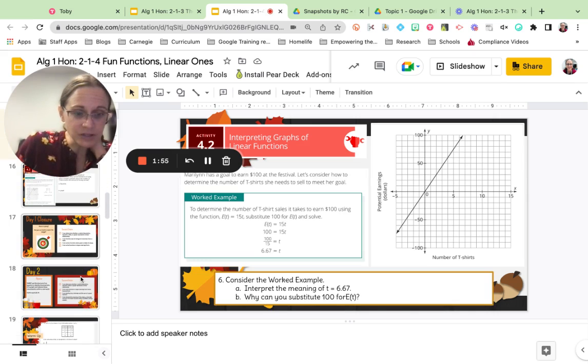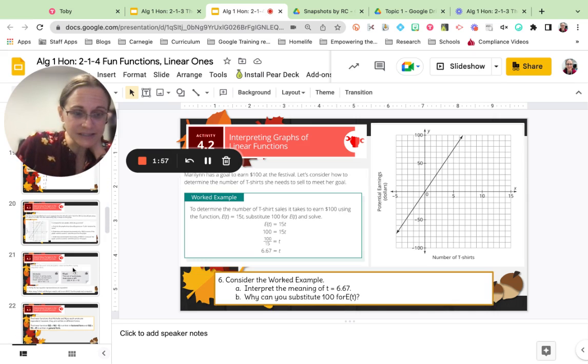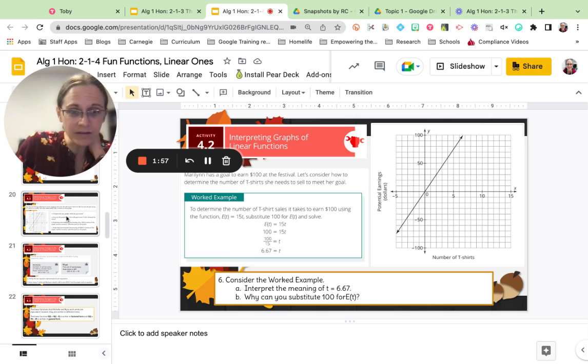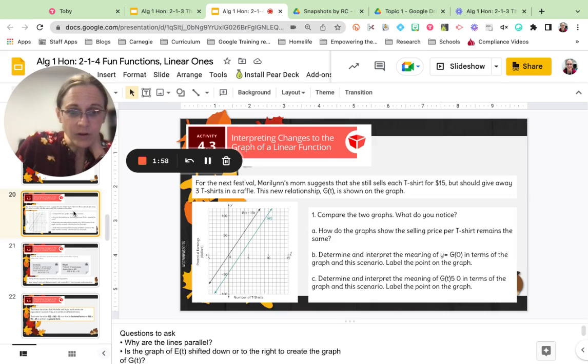As we move into day 2, we add some complexity to this scenario by saying, well, what if Marilyn were to give away some t-shirts? How would that change the graph? So if she gave away 3 t-shirts, she would need to sell 3 t-shirts before she broke even. And that's what we see on the graph here. And this gets students to start thinking about the meaning of the x-intercept of the graph.